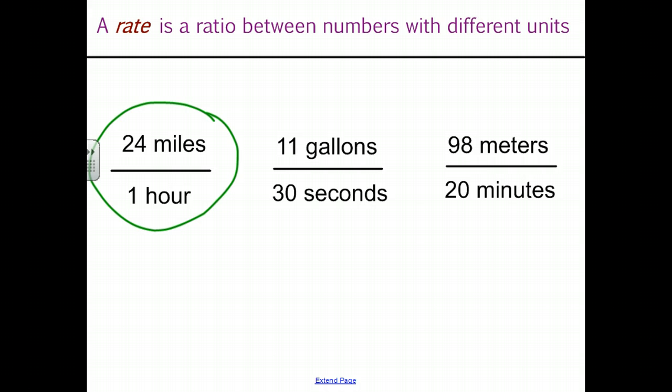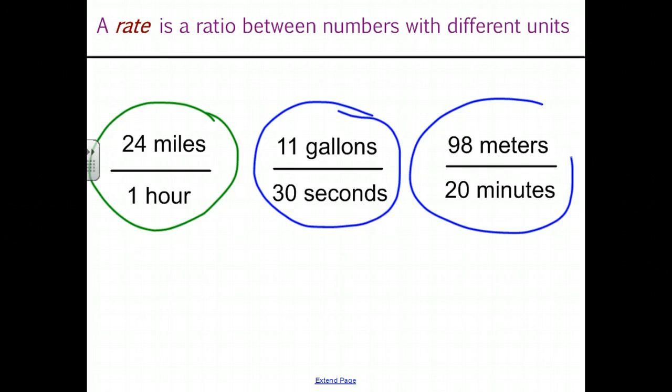11 gallons to 30 seconds. Perhaps we're finding out here the rate at which a bucket of water fills up. Or we're looking at 98 meters in 20 minutes. Again, a motion, a kind of change in distance over time. But the key here is to recognize that within each of these rates, we are comparing one type of unit, a distance or a measurement, to a different type of unit.